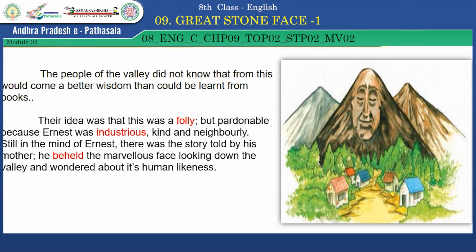Still, in the mind of Ernest, there was the story told by his mother. He beheld the marvelous face looking down the valley and wondered about its human likeness. Now, dear children, observe the highlighted vocabulary. Folly, a foolish act. Industrious, hardworking, skillful. Beheld, saw. Now, let's have a comprehension check at this point.